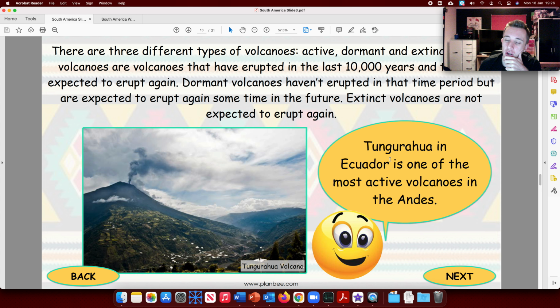Now, oh, here we go again. Tungurahua, yes, I'm butchering that as much as I do Spanish, in Ecuador is one of the most active volcanoes in the Andes.